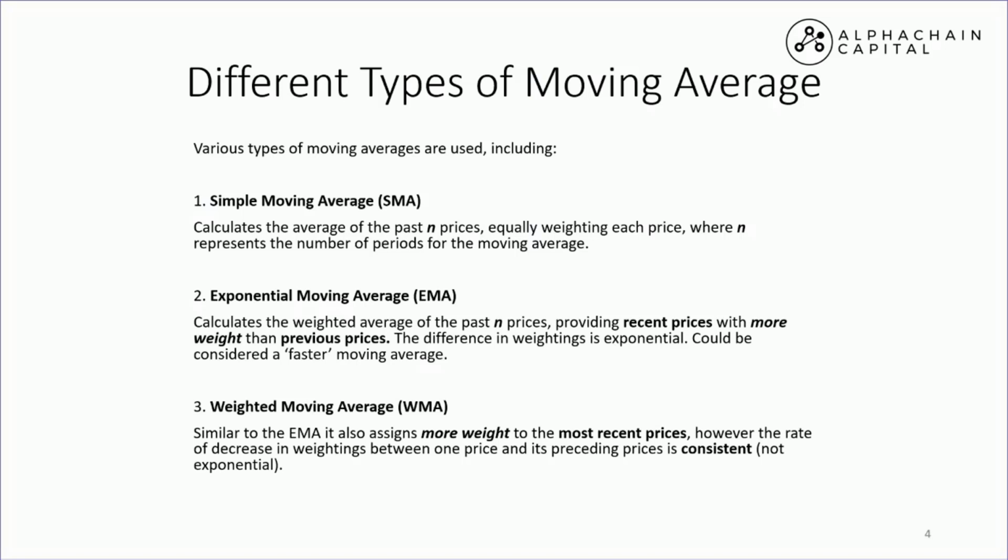Finally, we have a weighted moving average. This is similar to the EMA. It assigns more weight to most recent prices. However, the rate of decrease in weightings between one price and its previous prices is consistent. So whereas with an EMA, the change in weightings is exponential, with a WMA, it's a consistent change in weightings.